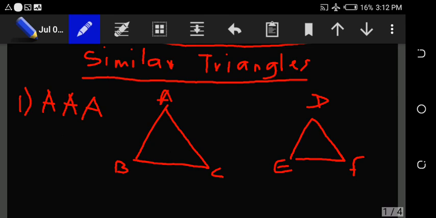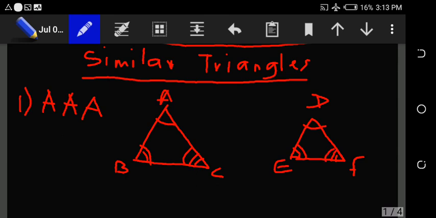It doesn't matter that this one is bigger in size than this one. However, if all their angles are equal, the three given internal angles, then we can say that these two triangles are similar. In other words, if you have the angle here A equal to the angle here D, the angle here B equal to the angle here at E, and then the third angle here equal to the third angle here.